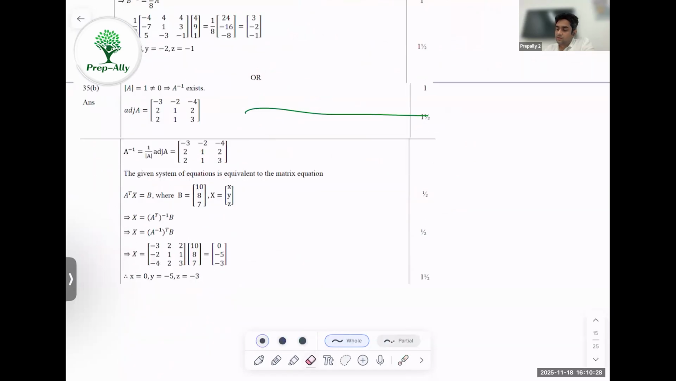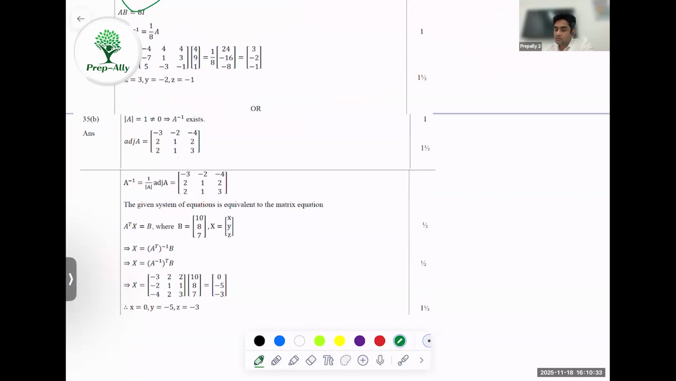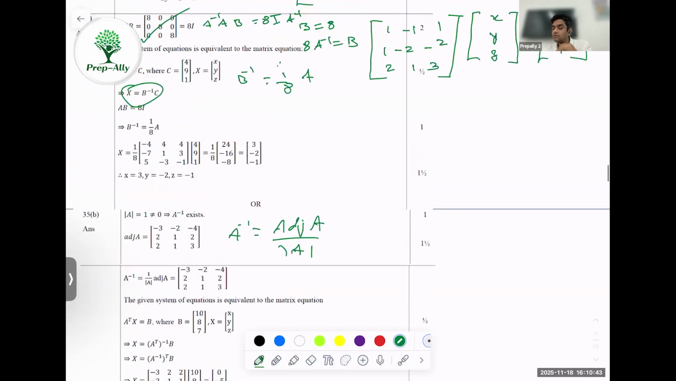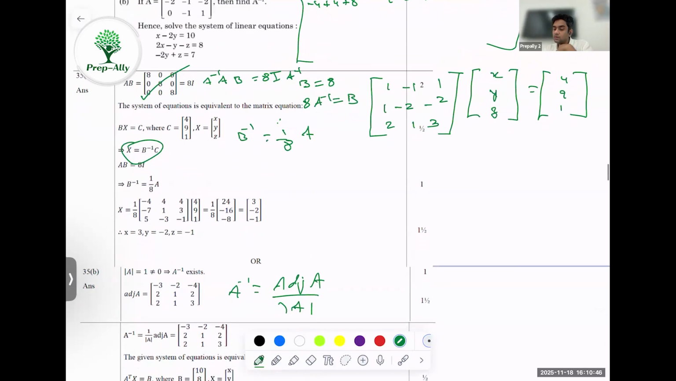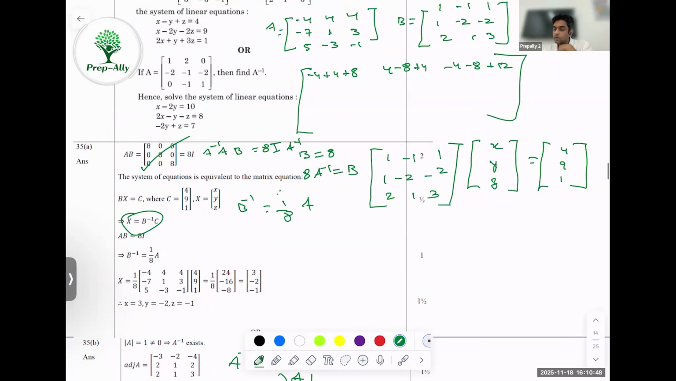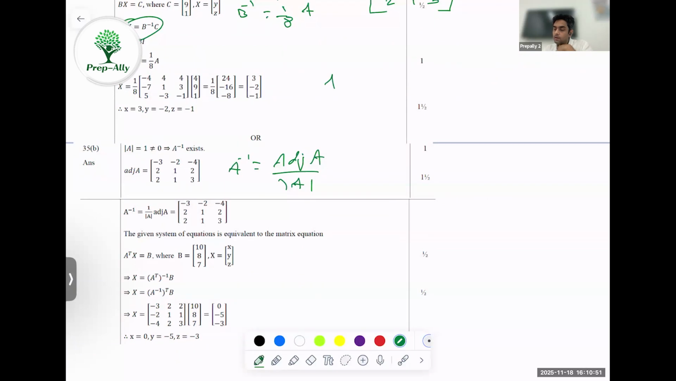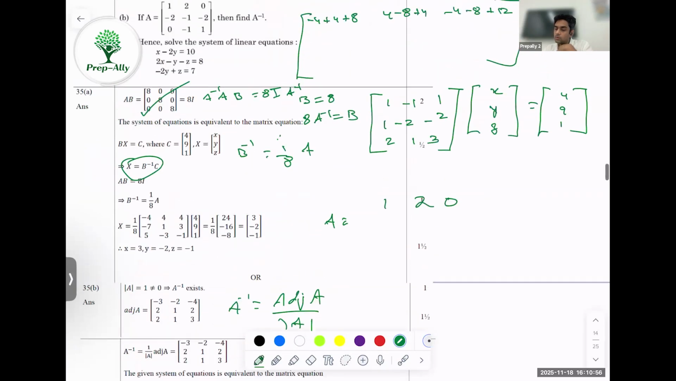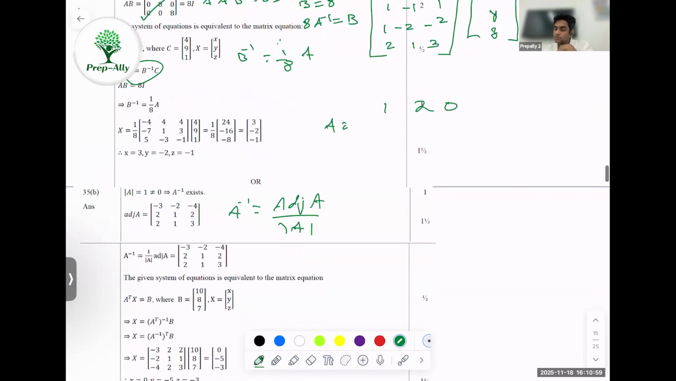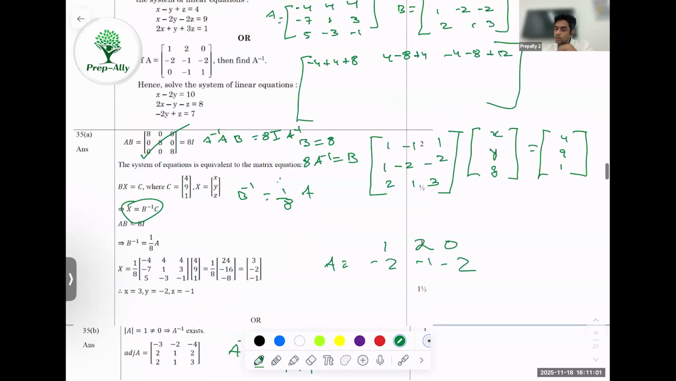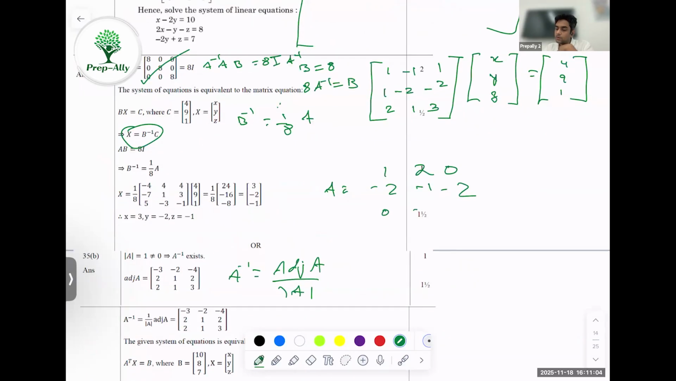In these cases, you can start out like this: what is A inverse? A inverse will be adjoint of A by det. Now, if you can find out the det first, and A is given as 1 2 0, minus 1 minus 2 minus 1, minus 2 minus 2 minus 1 minus 2, and 0 minus 1 1 0 minus 1.